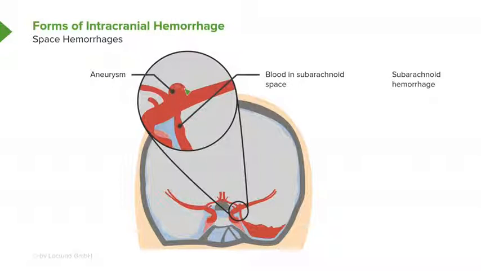And as a result of this weakening, there's going to be an aneurysm. So you see this outpouching of the wall here. And if this ruptures, you will then get a bleed in the subarachnoid space.